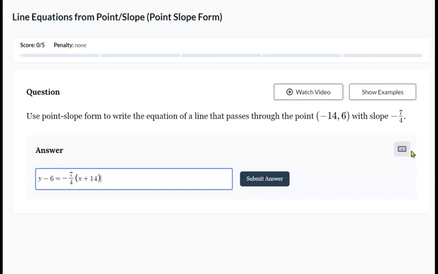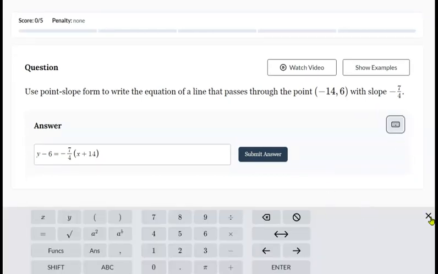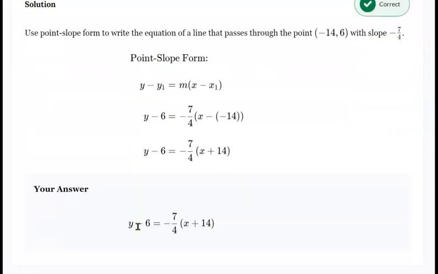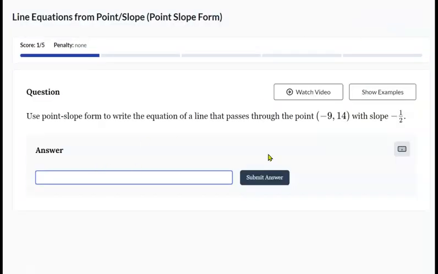If you don't have a keypad on your device, you could always open this virtual keypad here, and you can use these buttons to type. See, my answer is still in point-slope form. So make sure you're writing your answer in point-slope form.